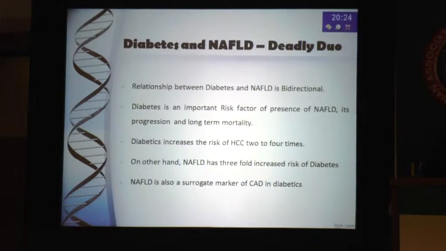On the one hand, diabetes is an important factor for the presence of NAFLD, for its progression, for its severity, and for long-term mortality also. Diabetes increases the risk of development of hepatocellular carcinoma by 2 to 4 times. And on the other hand, NAFLD carries a three times increased risk of diabetes, and it is also a very important surrogate marker of coronary artery disease in diabetic patients.